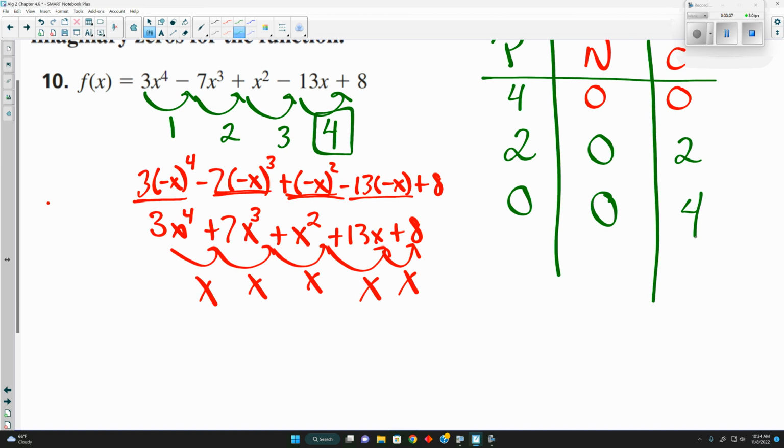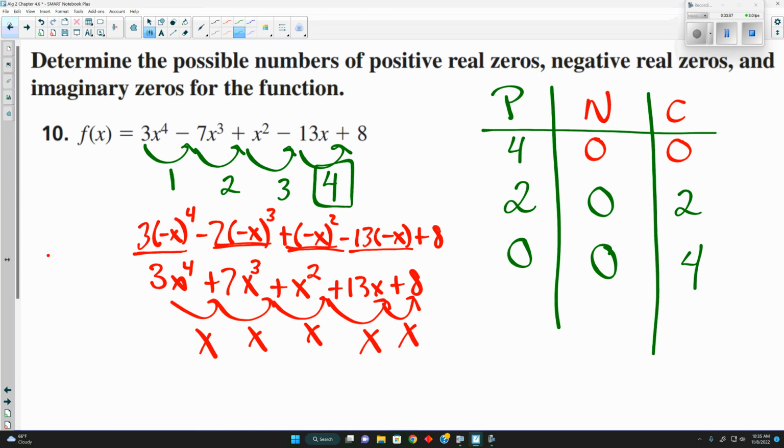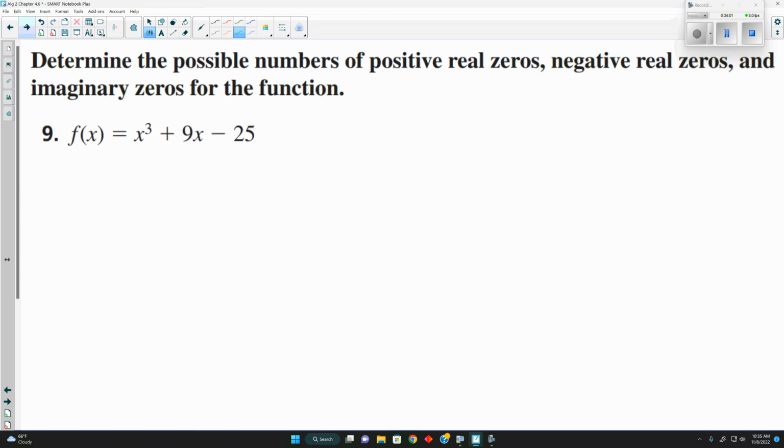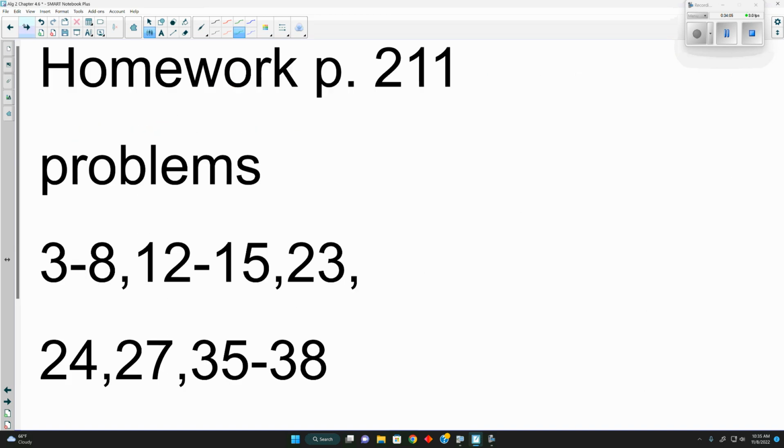Questions on this here? We can have odd numbers for positive and negatives, but complex, because they always come in pairs, the positive and negative version of i, it has to be an even number. But that's it. Questions on any of this here? That's it.